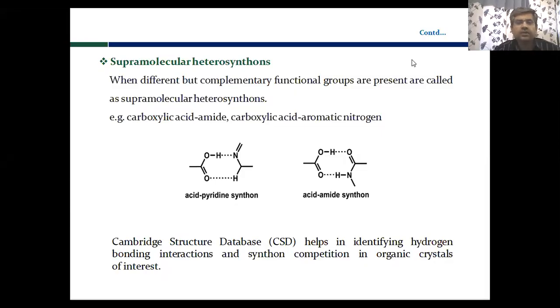Hello everyone. So in the last class, this was the last slide that we were discussing, and it talked about the supramolecular heterosyntons and what role they play in the formation of the crystal lattice of the co-crystal. And we had stopped at a point where we had mentioned the role of Cambridge structured database in identifying the synthons that could be responsible for formation of the co-crystals. So we move forward from here to the next slide.